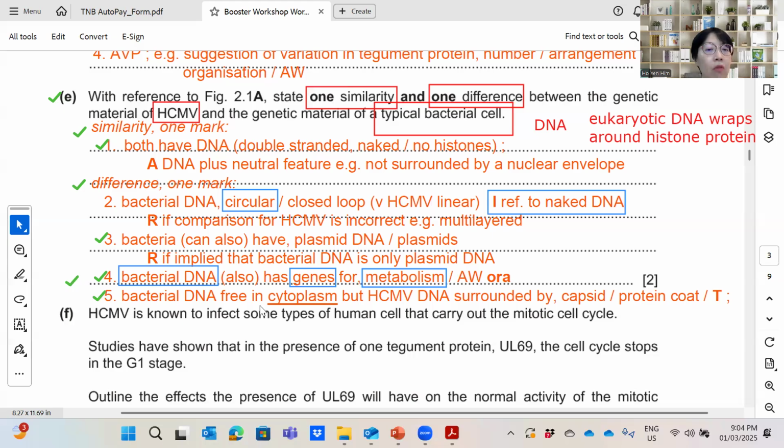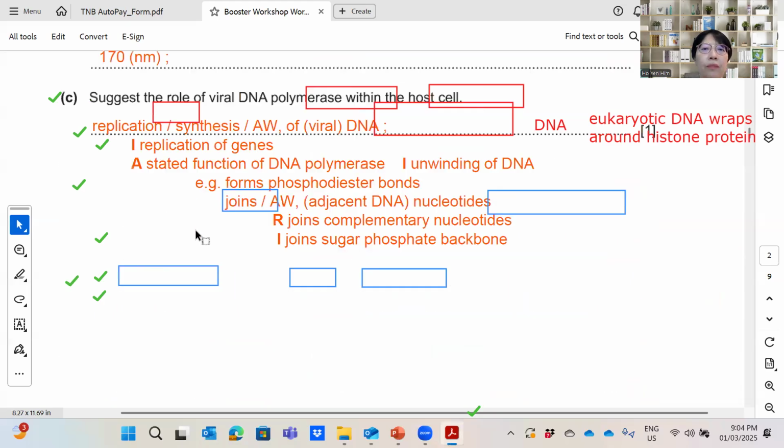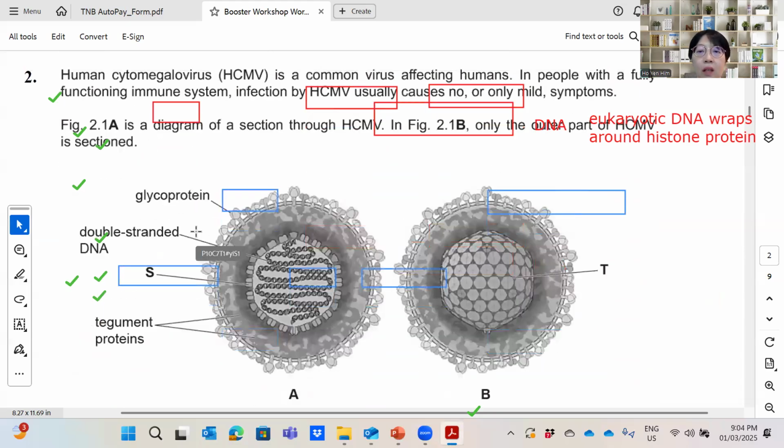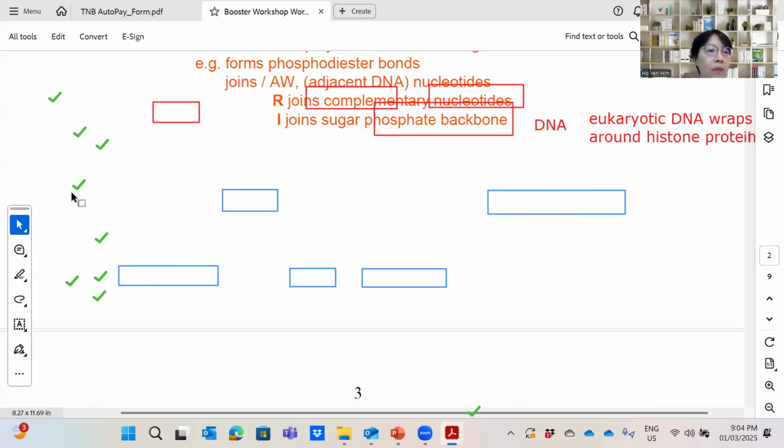Okay. Number 5, bacterial DNA free in cytoplasm. Yes, bacterial DNA is found in the cytoplasm, but the viral DNA is not found in cytoplasm because the virus has no cytoplasm, but it is surrounded by a capsid or protein coat. What is this? This is the capsid. Okay, this is the capsid.